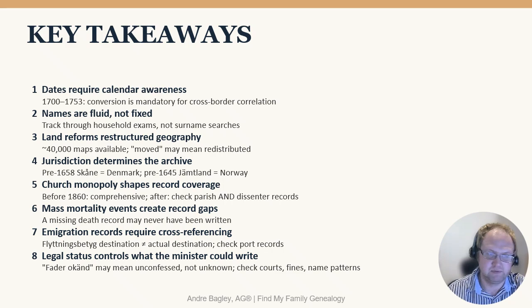Mass mortality events created gaps where there might be records that were never created because there was just too much going on to make them. Moving certificates stating their destination doesn't always say where they actually went. Sometimes they picked a different place anyway, so you always check the court records if you can. Father unknown just kind of means unconfessed after 1734. It might not mean that they were entirely unknown, so there are other records you need to check. All right, so what you know can help you.